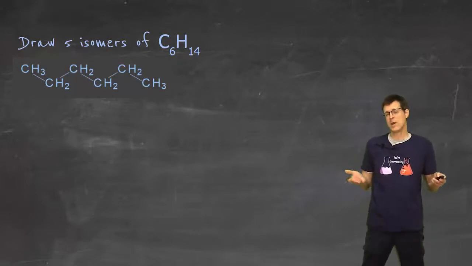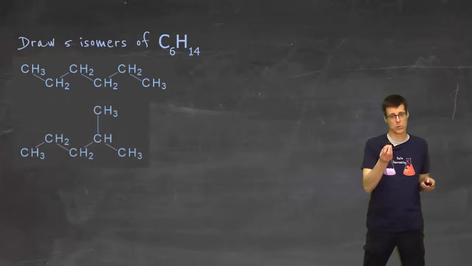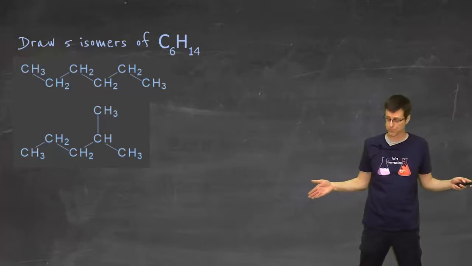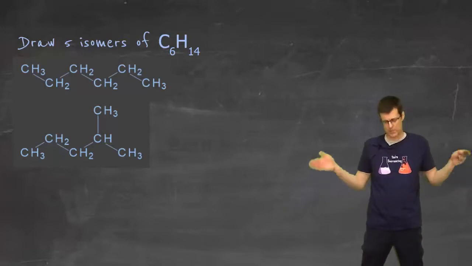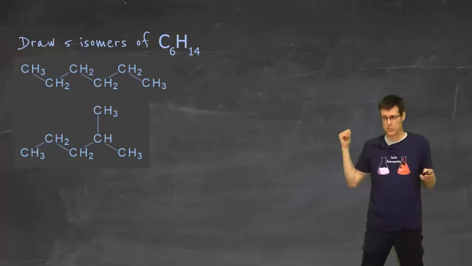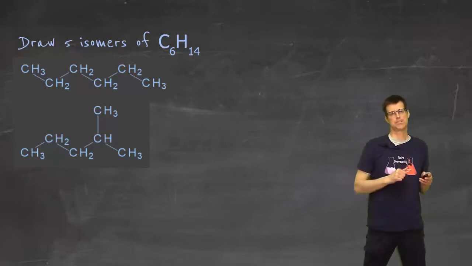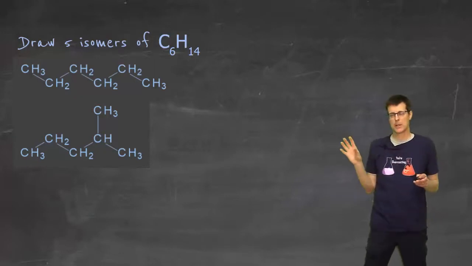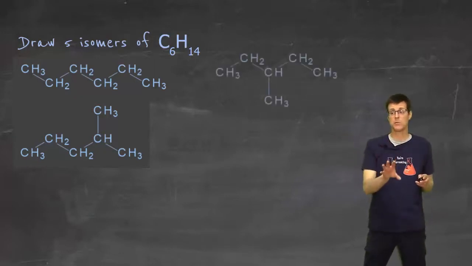Okay, so what do I do next? The easiest way is to draw now a shorter chain and put a branch on it. So I start out with a chain of 6 with no branches. Okay, how about a chain of 5 with 1 branch? Done. 2-methyl pentane. Now, the second thing I can do to try and follow a system is move the branch.